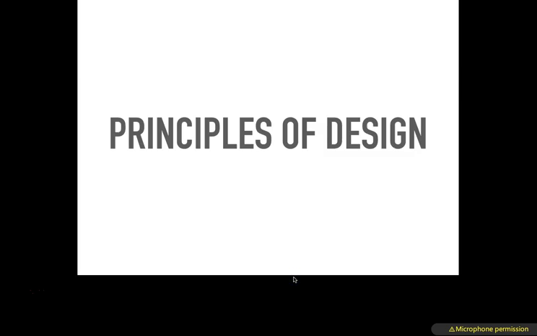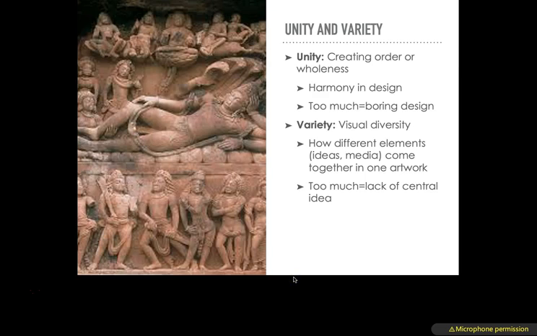Let's talk now about principles of design. First is unity and variety. These are opposites, but we want to have both in a piece of art if we're designing it. Unity is to create order or wholeness. It refers to harmony in design, but too much unity can create a boring design. On the opposite end is variety, which is visual diversity. How do different elements, ideas, and media come together in one artwork? But too much variety will result in the lack of a central idea.